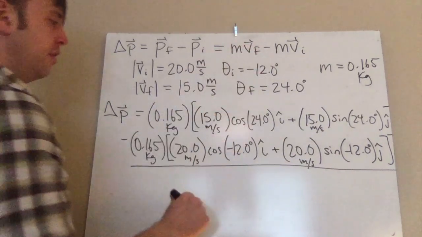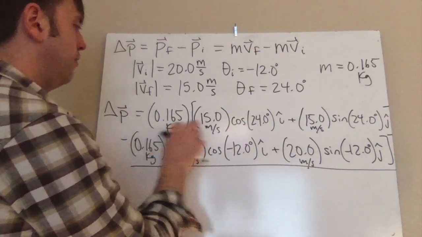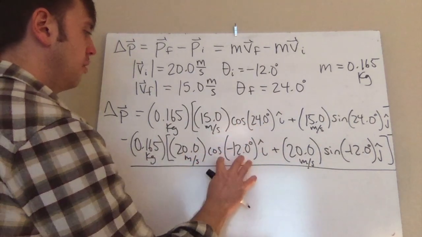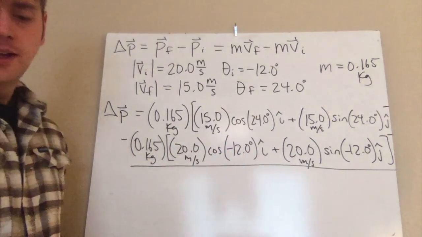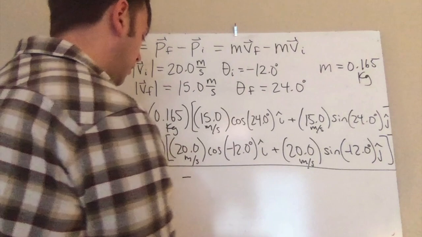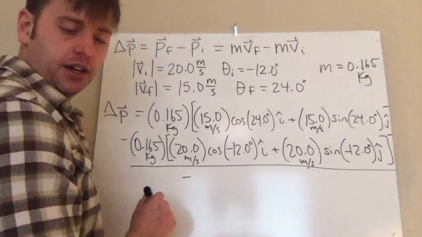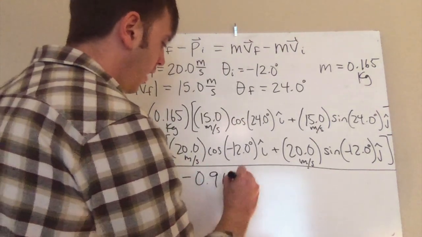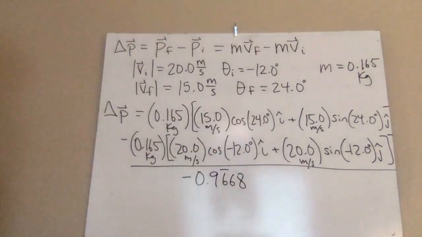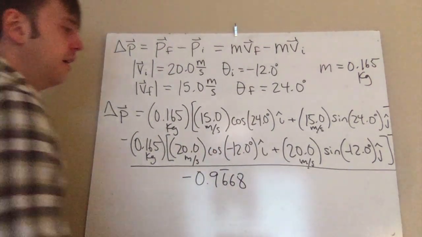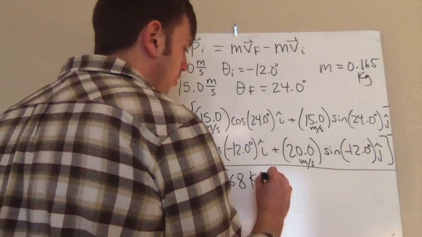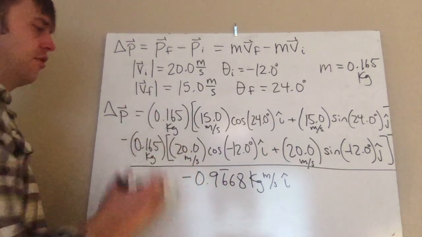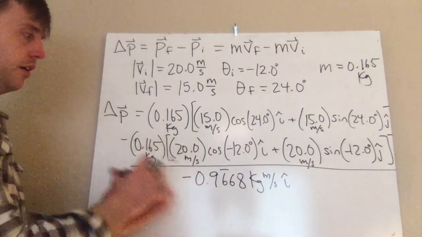All right, so the x component of delta P is, I've got 0.65 times 15 times cosine of 24 minus 0.65 times 20 times cosine of negative 12. That's a big calculation to make, but here's what it boils down to. For the x component, you're going to get negative 0.9668. We're going to keep two sig figs here, if you work that out. And we're going to have kilograms meters per second i hat. It's two sig figs because you keep the lowest number of decimal places when you subtract.